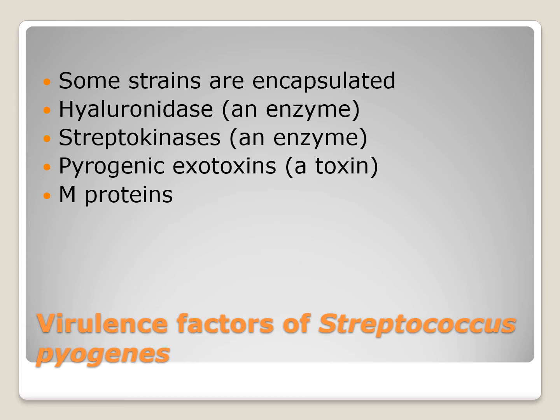There are a number of virulence factors associated with Streptococcus pyogenes. Some strains are actually encapsulated, so they have a capsule. Hyaluronidase is an enzyme produced by Streptococcus pyogenes, and it breaks down connective tissues. Streptokinase is another enzyme produced by Streptococcus pyogenes, and streptokinase breaks down fibrin. Also, Streptococcus pyogenes produces pyrogenic exotoxins, which is a fever-producing toxin. And they also produce M proteins. These are antigens that make the organism resistant to phagocytosis.